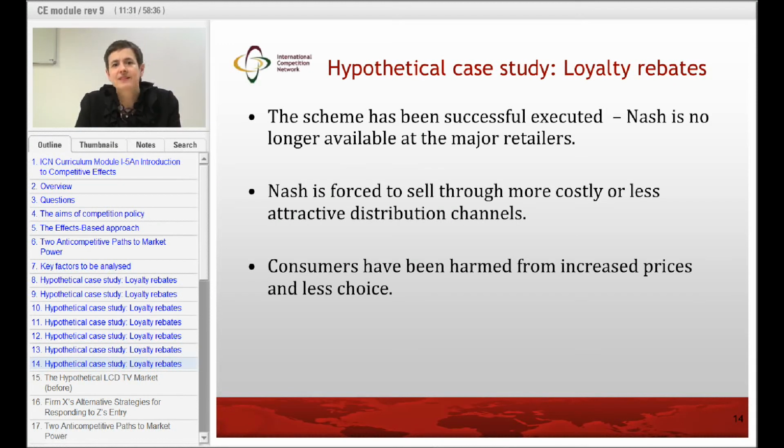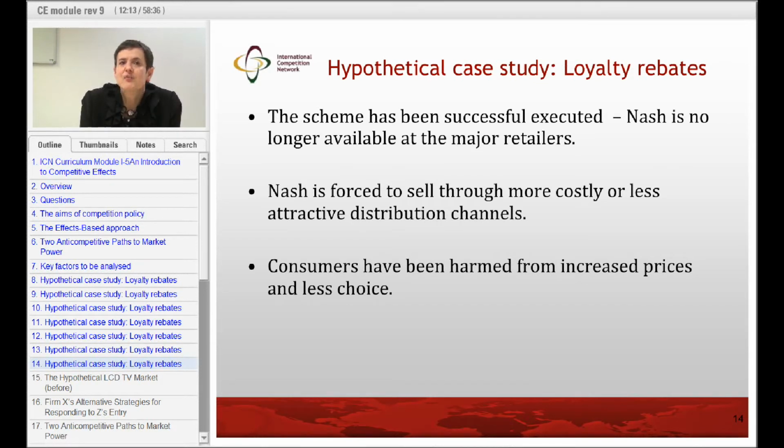So, it appears that the scheme has been successful from the point of view of Richmond and Stanmore. Nash is no longer on the shelves of the major retailers, and this has apparently resulted in consumer harm from increased prices and less choice. Probably higher profits also for Richmond and Stanmore. Note that while customers can still access Nash online and through less convenient retailers, these are not considered viable options for customers for a variety of reasons, so things like search costs or higher risks. Nash has therefore been foreclosed from a key distribution channel. Now, it's often competitors that alert competition authorities to anti-competitive behaviour.